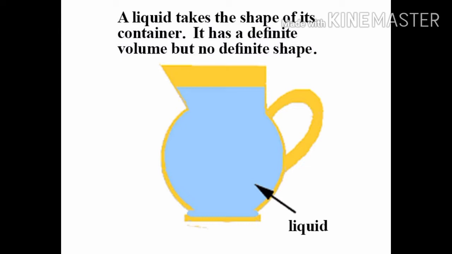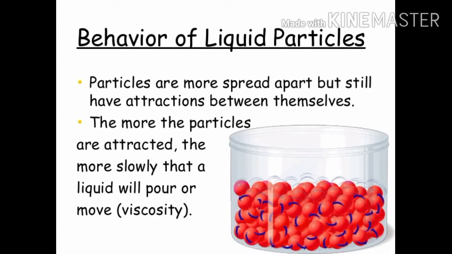That's why we can say that the liquid shows the capacity to move. They have small spaces between them, which is why they can easily move from one container to another. The particles are more spread apart but still have attraction between themselves.